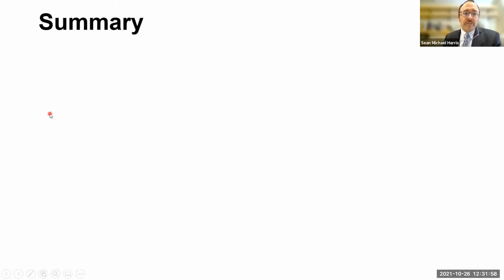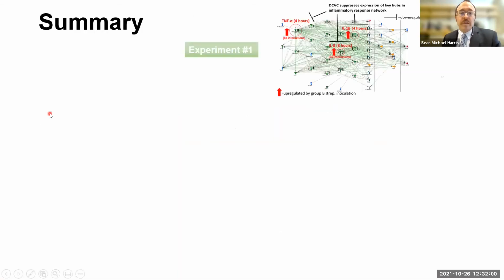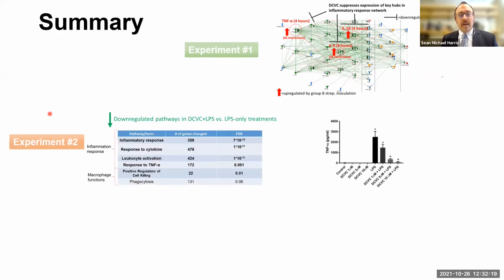So as a summary of what I've talked about, in our first experiment, we confirmed that DCVC was suppressing expression of key hubs in this inflammatory response network, and also that these hubs were part of the early response to group B strep. In the second experiment with macrophages, we saw that DCVC was active under conditions of inflammatory stimulation.